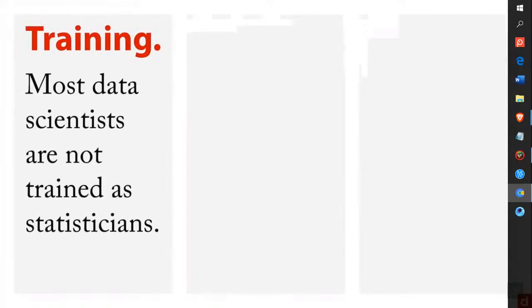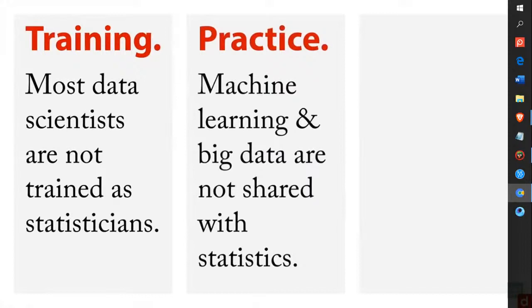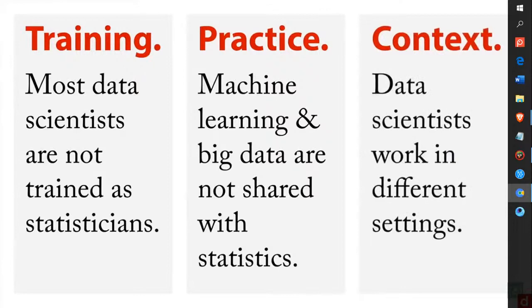And specifically, we can look at the training. Most data scientists are not trained formally as statisticians. Also, in practice, things like machine learning and big data, which are central to data science, are not shared generally with most of statistics. And so they have separate domains there. And then there's the really important issue of context. Data scientists tend to work in different settings than statisticians.